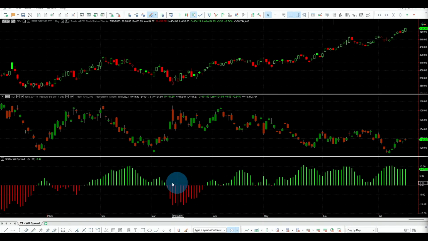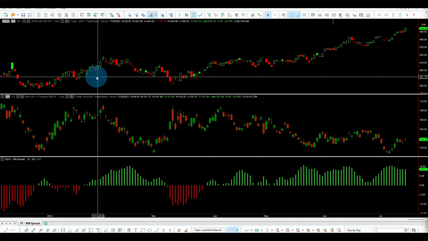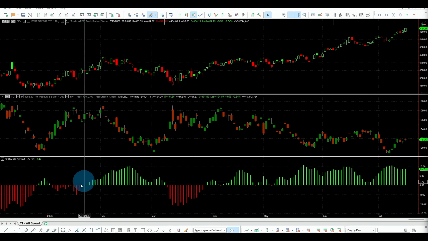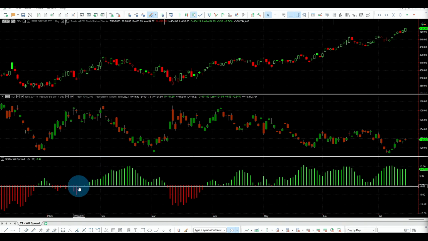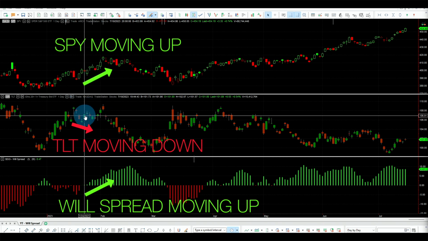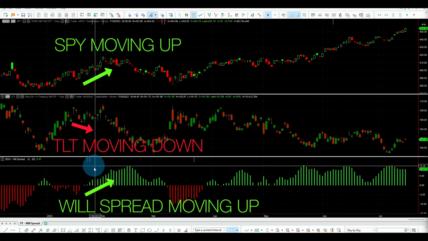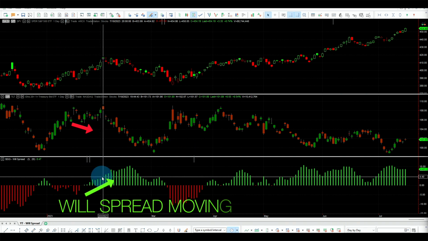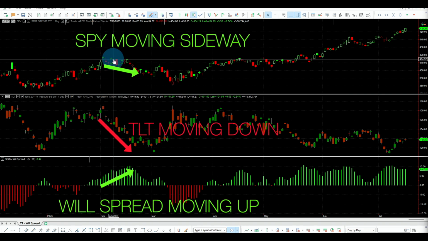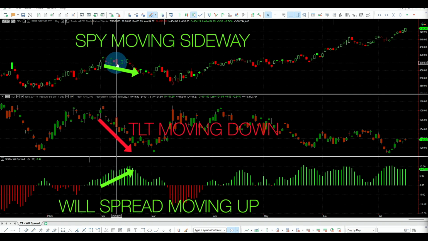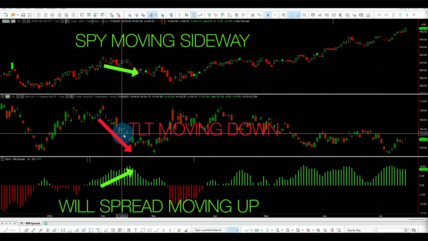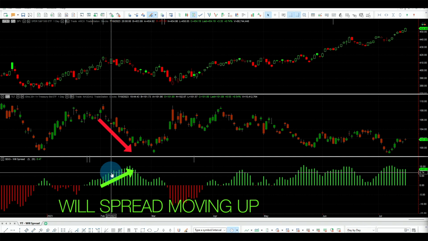We do that by simply going long on the S&P 500 whenever the spread is above zero. So for example, let's take the cross from red to green here. You can see that now the S&P 500 is moving up while the TLT is moving down. And that's why we have the green oscillator going up. Also notice that when the S&P 500 is doing nothing or moving down slowly, while the TLT is moving down quickly, we also see the green moving up.